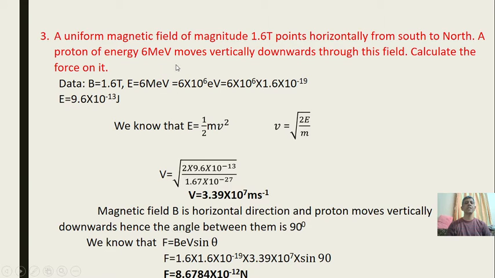The third problem: a uniform magnetic field of magnitude 1.6 Tesla points horizontally from south to north. A proton of energy 6 MeV moves vertically downwards through this field. Calculate the force on it.